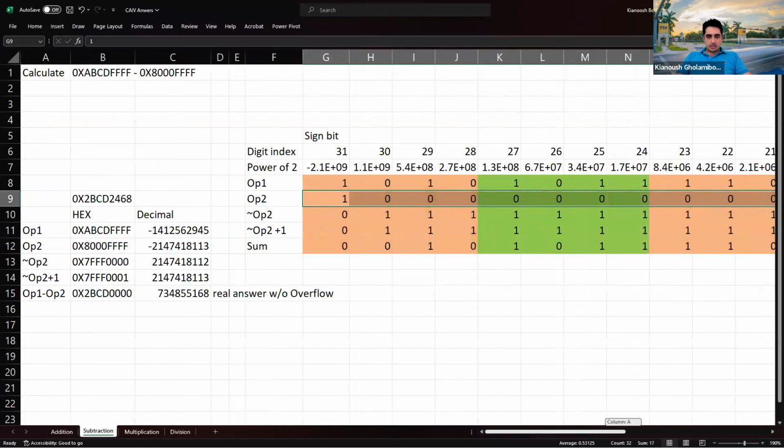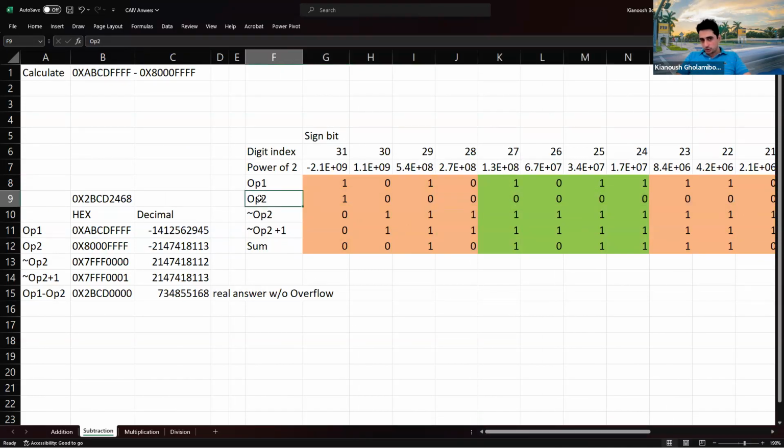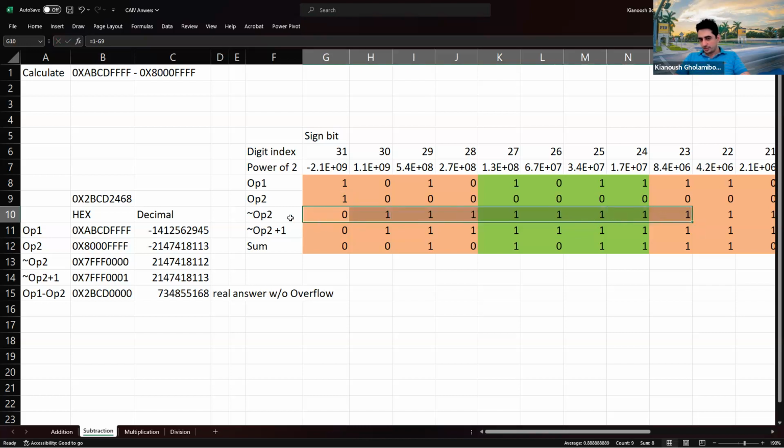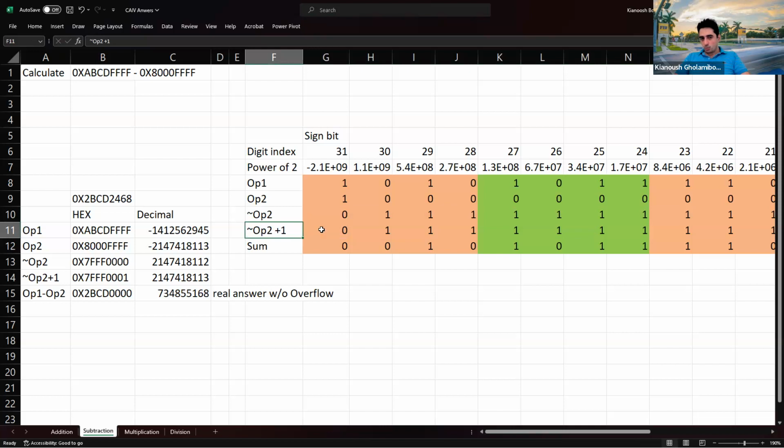Operand 2, which is 8000FFFF, is next going to be negated. How do you negate operand 2? We're going to calculate its 2's complement. First, the 1's complement: flip all the bits. 1 becomes 0, 0 becomes 1. In order to do that in Excel, I have done 1 minus the bits. So 1 minus 1 is 0, 1 minus 0 is 1. So that's the trick. I have negated all the bits to get the 1's complement, then I added 1.